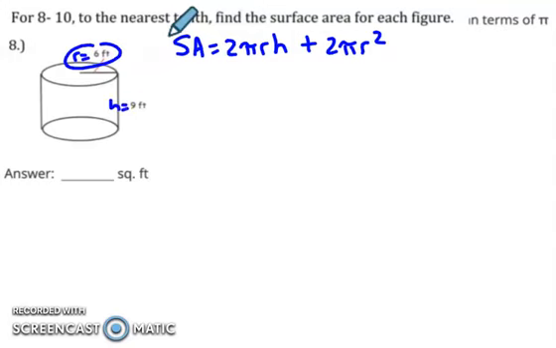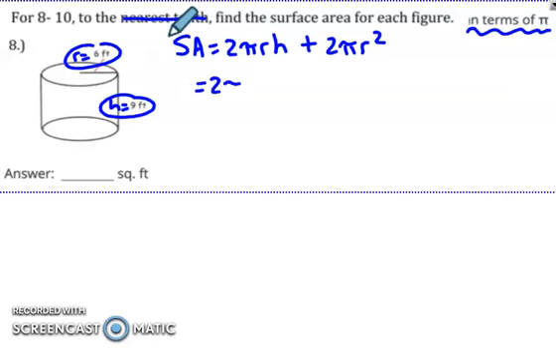Looks like the height is 9. We can go and plug in 6 for r and 9 for h. So 2 times pi, r is 6, h is 9, plus 2 times pi, r is 6 squared. So we're in good shape to go from here.